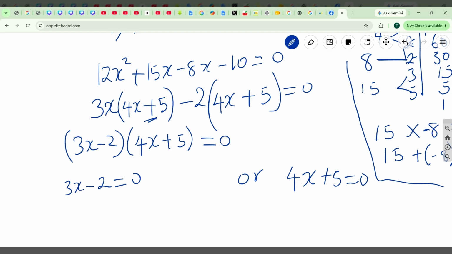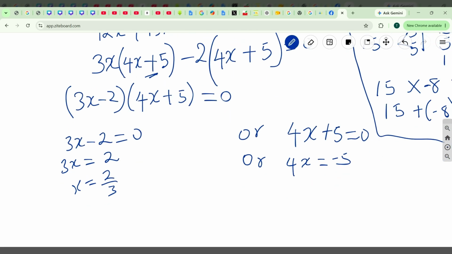This simply means that 3x is equal to 2 or 4x is equal to negative 5. Therefore, x is equal to 2 divided by 3 or x is equal to negative 5 divided by 4. Now, this brings us to the end of the three questions we wanted to solve and to show you how to get the two values such that when you multiply these two values, you get the constant value. And when you add these two values, you get the coefficient of x.